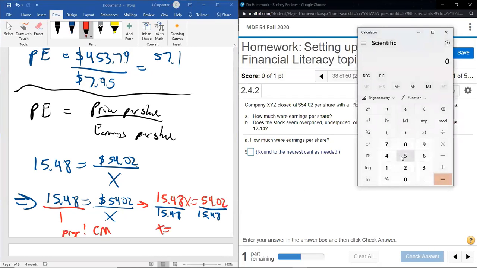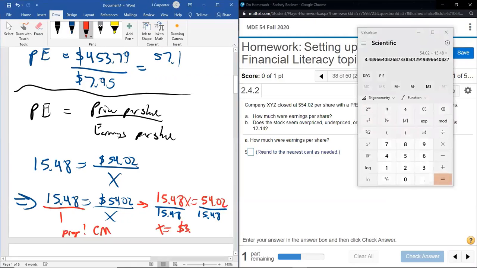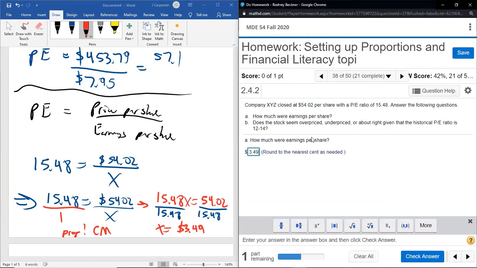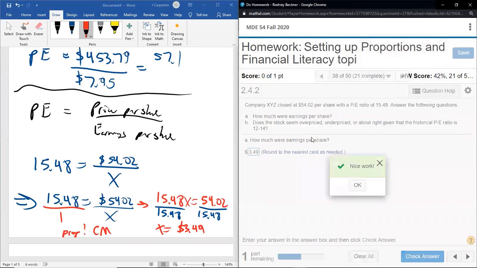Let's actually do it, 54.02 divided by 15.48. Let me check my numbers since I'm going with one eye right now. I'm not even being sarcastic. 54.02, 15.48. All right. Drum roll, we hit enter. We get 3.489. They asked to round to the nearest cent. This is a dollar amount. Remember that X was in earnings per share, so that should be 3.49 since we're rounding it to the nearest cent. So that means if you owned one share of that company, you would get $3.49 for owning that share of the company. If you own 10 shares, you'd get $34.90.